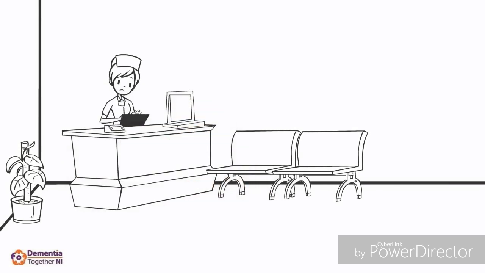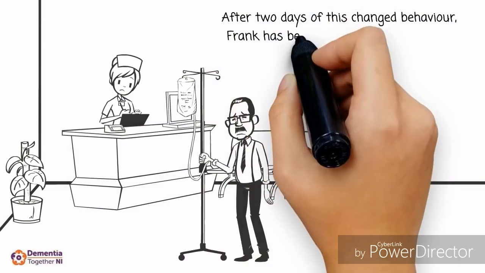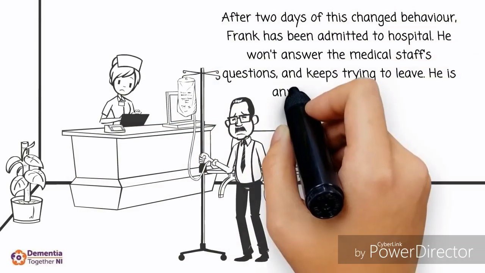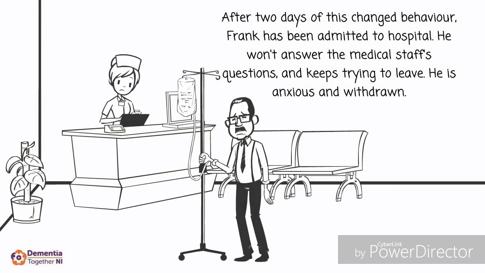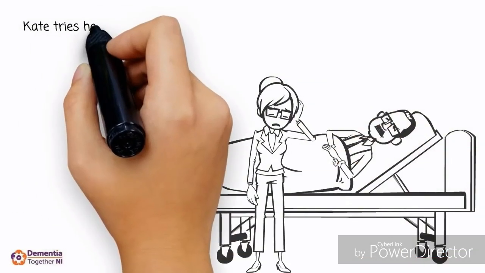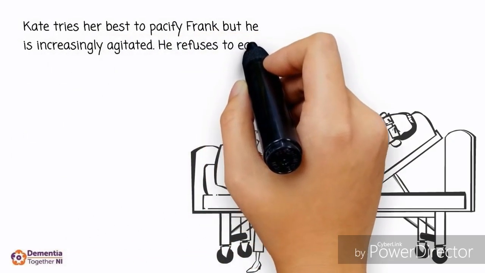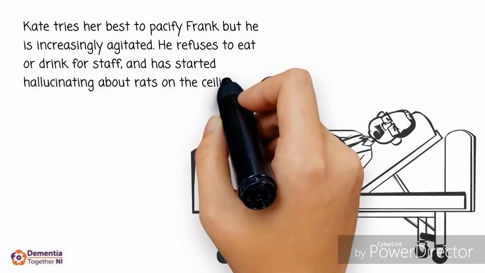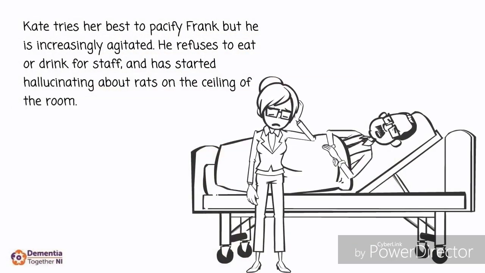After 2 days of this changed behaviour, Frank has been admitted to hospital. He won't answer the medical staff's questions and keeps trying to leave. He is anxious and withdrawn. Kate tries her best to pacify Frank, but he is increasingly agitated. He refuses to eat or drink for staff and has started hallucinating about rats on the ceiling of the room.